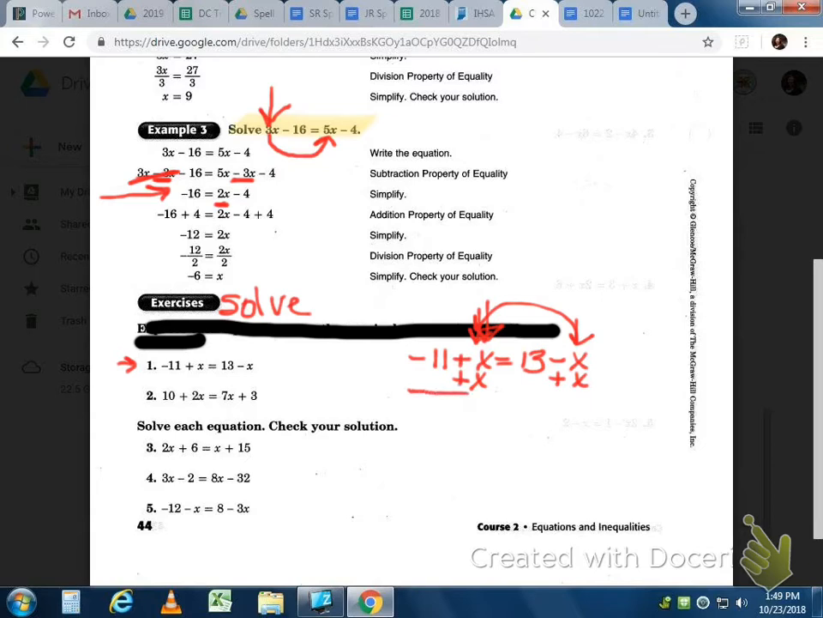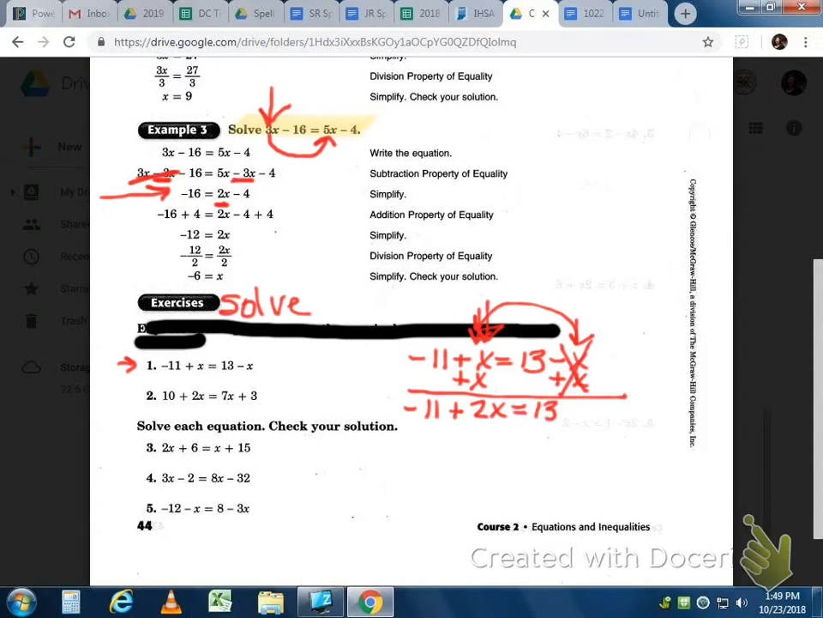Then I'm going to draw a line. This is how I do it a little bit differently than what they're showing. On the right, these x's go away. We made that happen. Below my line, I bring down what I have from left to right. So I start with negative 11, x plus x. It's really 1x plus 1x, which is what? 2x. Plus 2x equals 13.